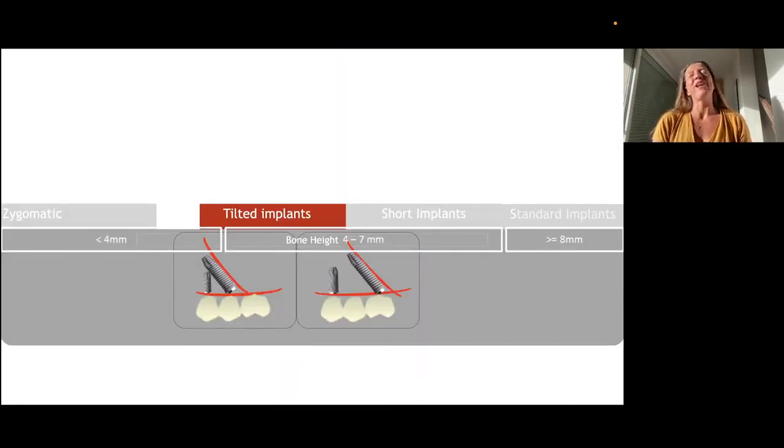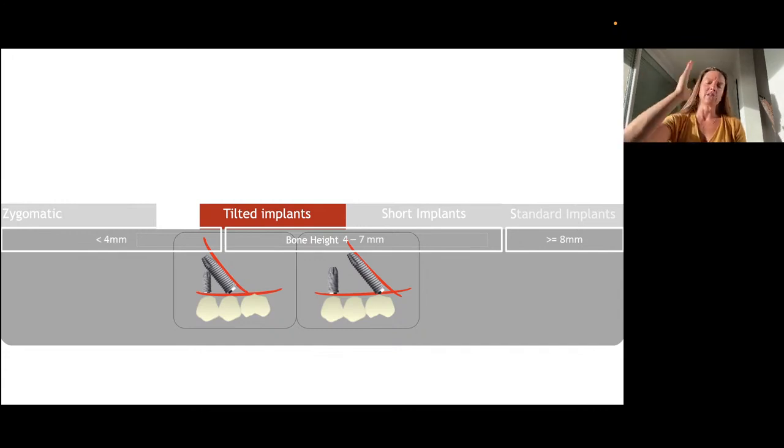Sometimes we don't even have enough space for these short implants, and this is where we start to tilt our implants. We start to tilt our implants when we have about 1-2 millimeters, 2 millimeters, 3 millimeters in the area of the first molar.